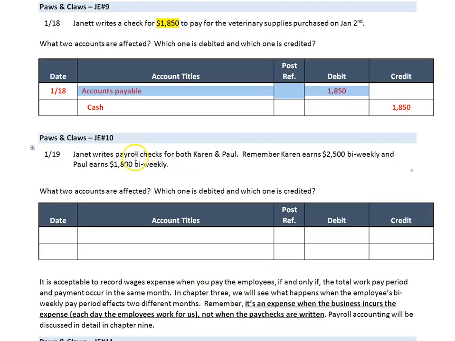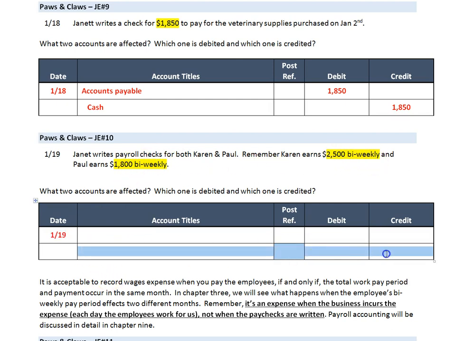Journal entry number 10. Janet writes a payroll check for Karen and Paul. Karen earns $2,500 biweekly, and Paul earns $1,800 biweekly. What 2 accounts are affected? Which one's going to be debited and credited? So let's think about this. Again, cash is usually the easiest thing. They're paying out cash here, so we'll credit cash for the total. If you add up 2,500 plus 1,800, you get 4,300. At least I hope you do. Yes, you do.